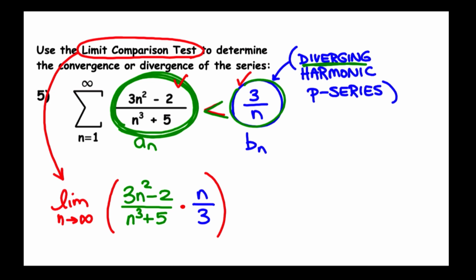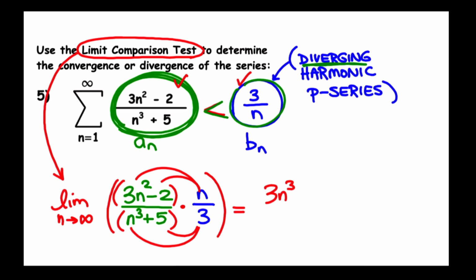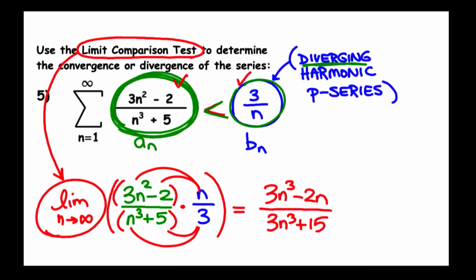All right, here's what's going to happen. If you were to multiply this out using distributive property, you'd have 3n cubed minus 2n over 3n cubed plus 15. Remember, we're taking the limit. It's a limit comparison test. We're taking the limit as n approaches infinity of this. If you put the infinities in and use a little L'Hospital's rule, I think you can see that this is going to come out to 1.